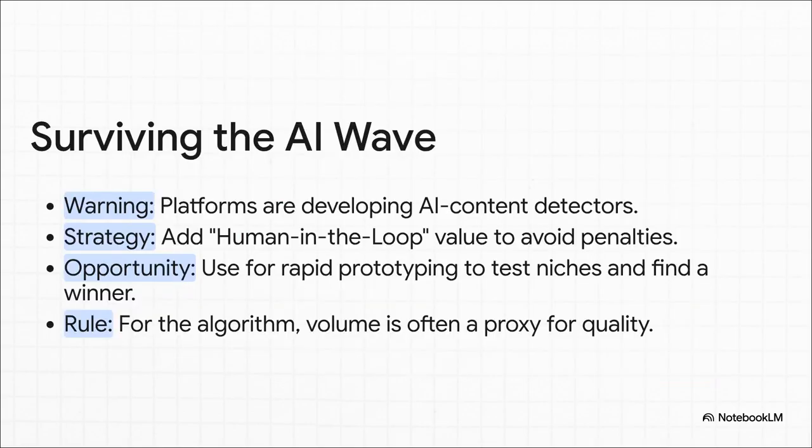So how do you use a tool like this without just adding to the noise? Well, first, here's the warning. Platforms are already building detectors for purely AI-generated content. So the strategy has to be adding your own human value, a human in the loop, so you don't just press export. The real opportunity here is to use it for rapid prototyping. You could test 10 different video ideas in a single day, see what hits, and then double down on that. And you have to remember the rule of today's internet. Sometimes, for the algorithm, volume is a proxy for quality.